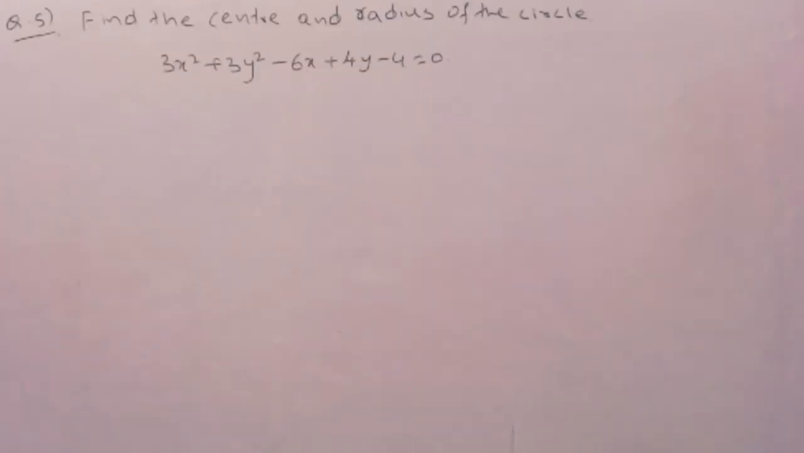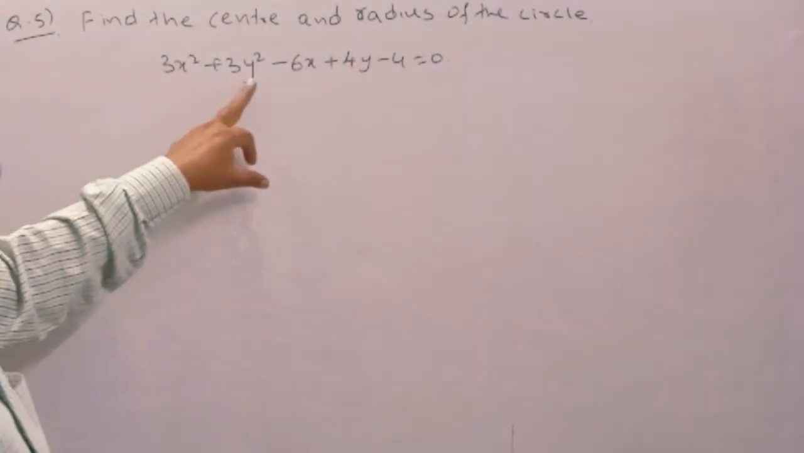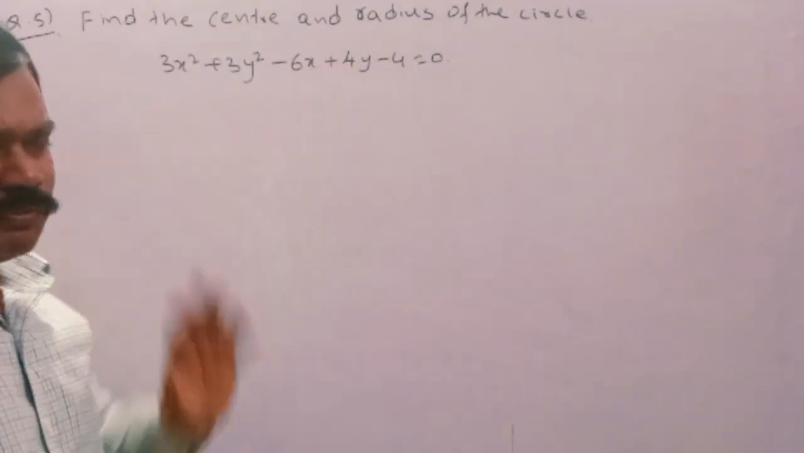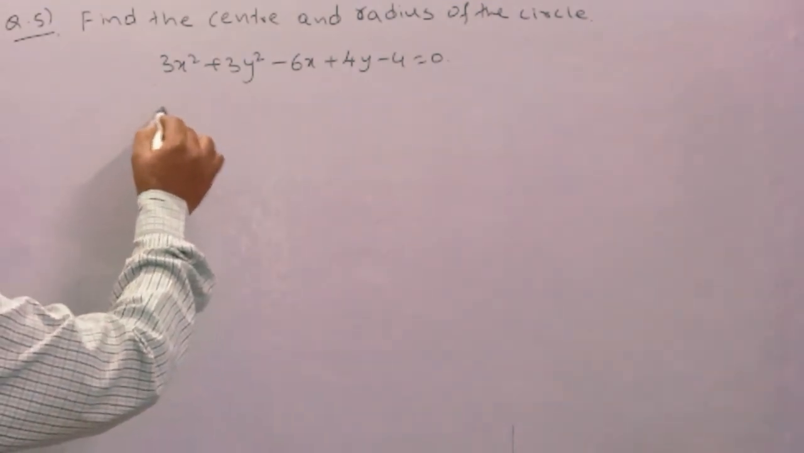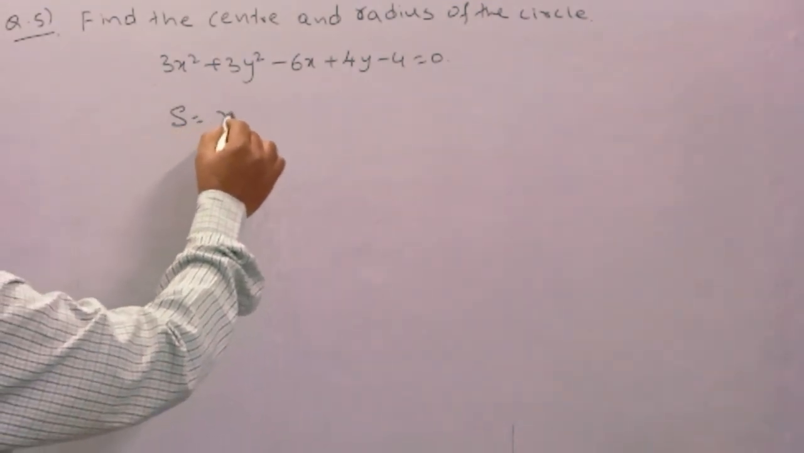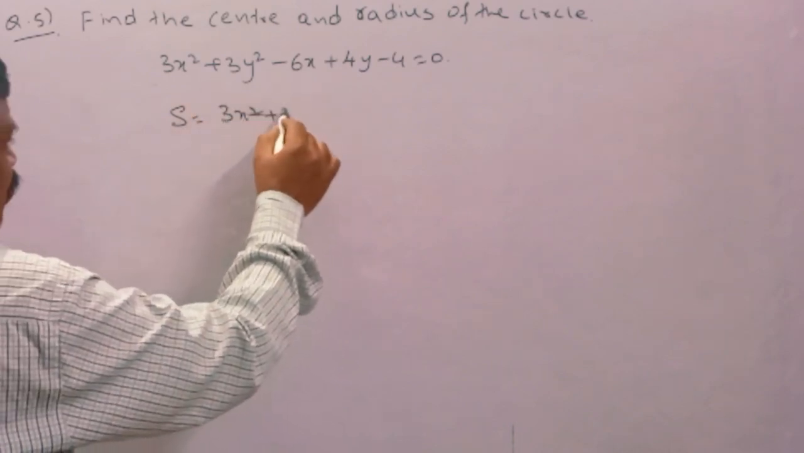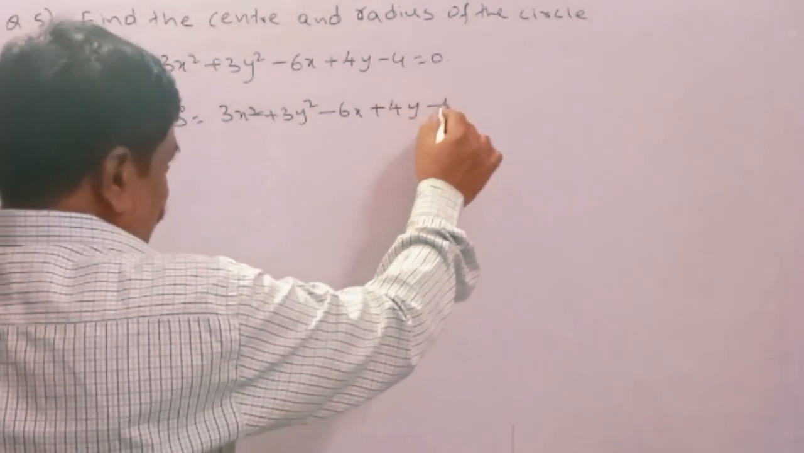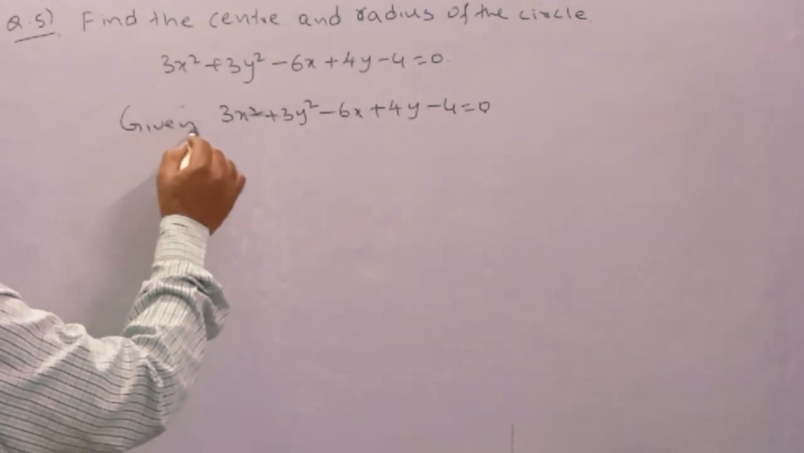Here a circle equation is given. Find the center and radius of the circle. 3x square plus 3y square minus 6x plus 4y minus 4 equal to 0. So this is the given circle. Given circle S is equal to 3x square plus 3y square minus 6x plus 4y minus 4 equal to 0.